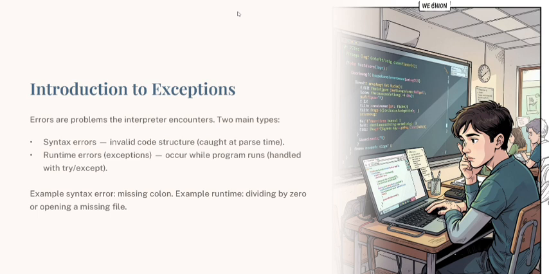Exception handling allows us to handle these situations properly instead of allowing the program to crash. The main keywords used are try, except, else, finally. We will discuss this in the next section.